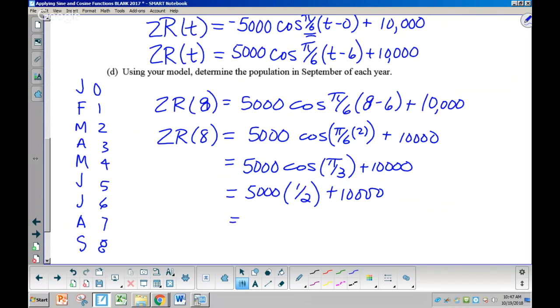And so that's, well, 2,500, because this is 2,500 plus 10,000. Did I do that accurately? It's 12,500 zombie rabbits. It's a lot. Yes, it is a lot.